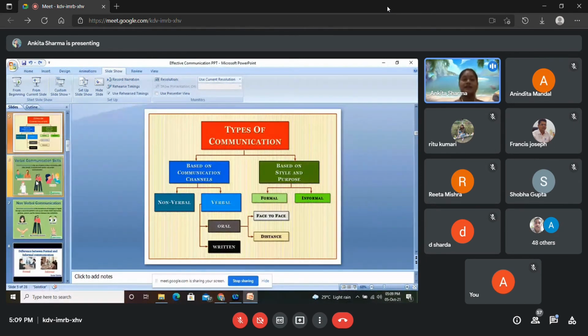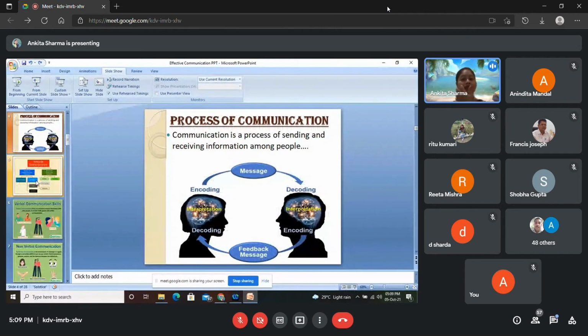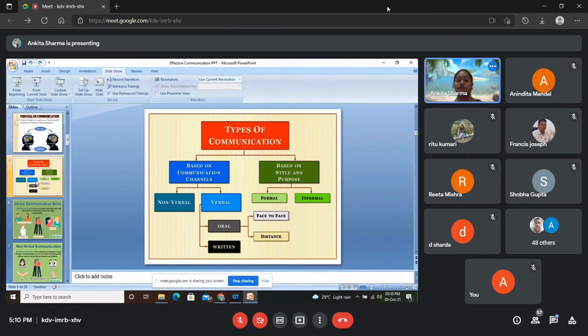As I told you, you can communicate through verbal and non-verbal means. So there are types of communication. On the basis of channel, we have two types of communication, verbal and non-verbal. On the basis of style and purpose, we again have two types, formal and informal. Thank you, teachers, for your responses.